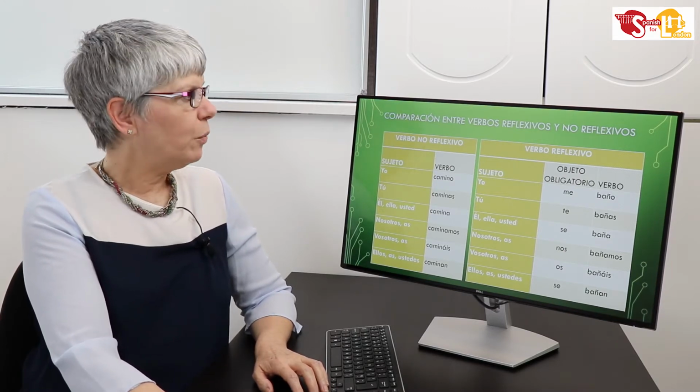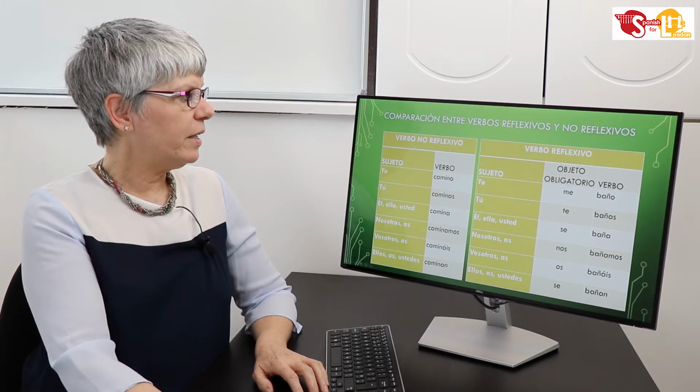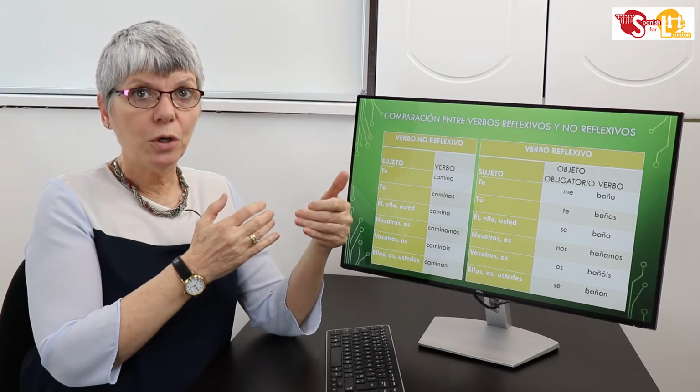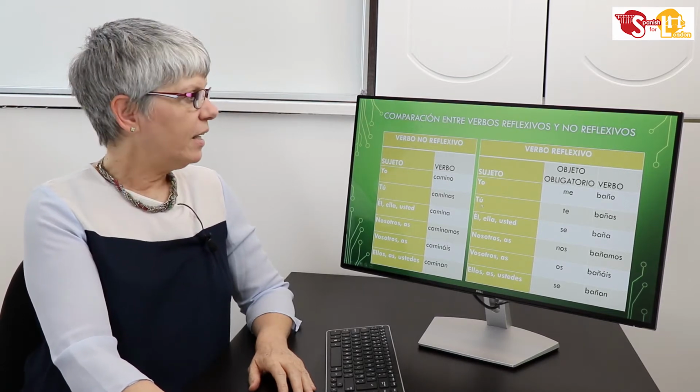This is very simple, but it's something that you don't have in English. We will compare two verbs: normal verbs, so verbs that you know, which are non-reflexive verbs, and the new category, which are reflexive verbs. Let's have a look at a non-reflexive verb, or a normal verb.